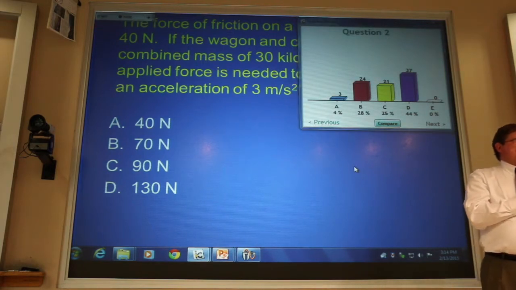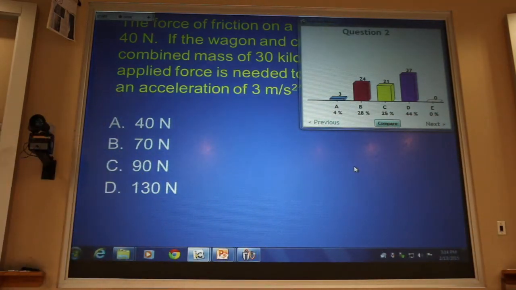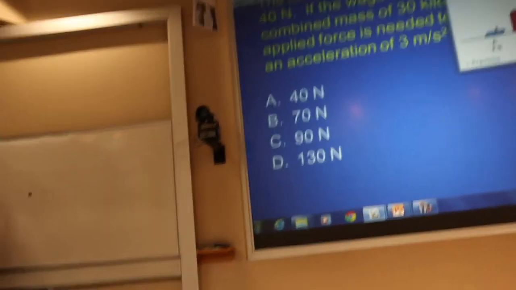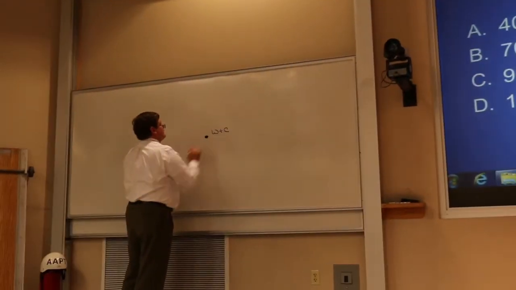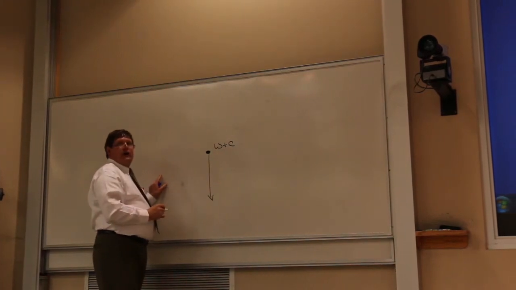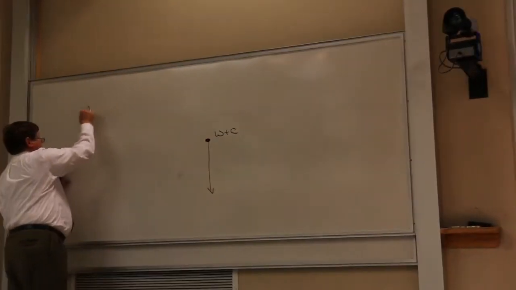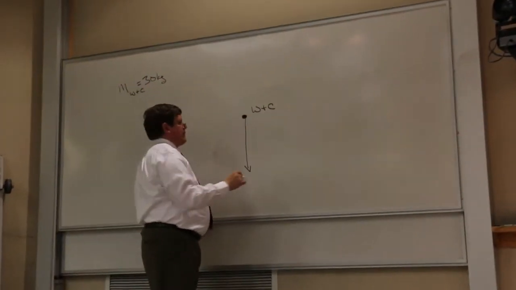We don't quite understand Newton's second law yet. Let's see if we can fix that a little bit. All of these force problems start with a free body diagram. That dot represents the wagon and the child. And we're told that wagon and child has a mass of 30 kilograms. Now the first force we put on any free body diagram is the gravitational force, Earth on the wagon and child.